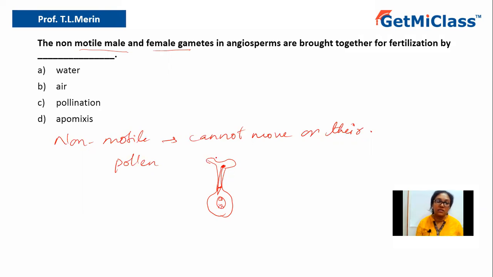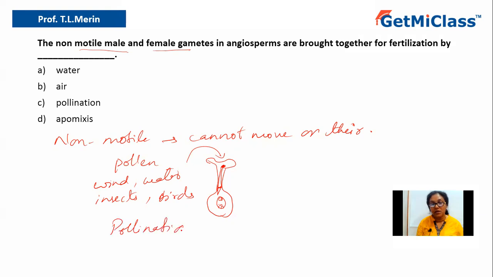Now, this transferring of the pollen grain happens by various agents, like wind, water, insects, birds, etc. These are all different agents which are involved in pollination. So the general term for transfer of the pollen grains onto the stigma is called pollination. By pollination only, the male gamete has been brought to the female gamete. So, let us look into the options.